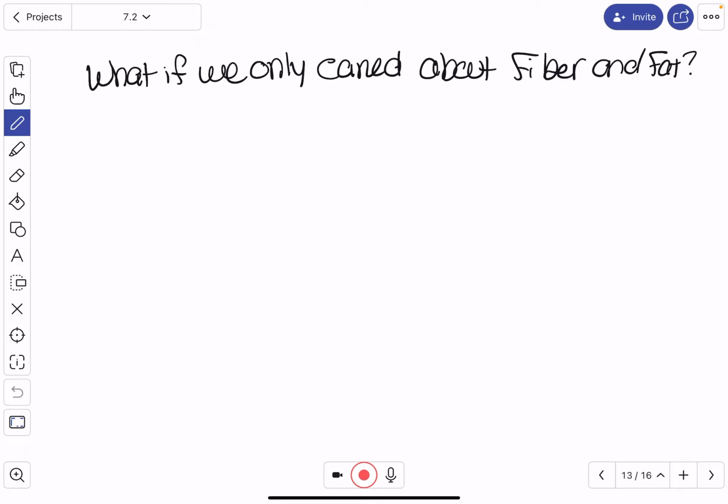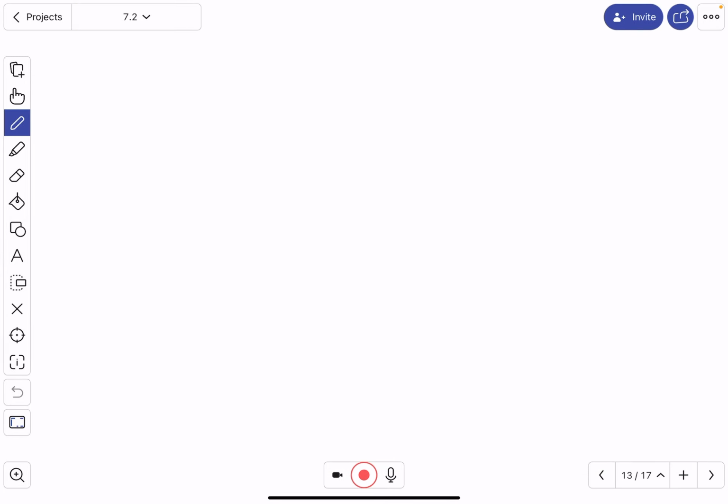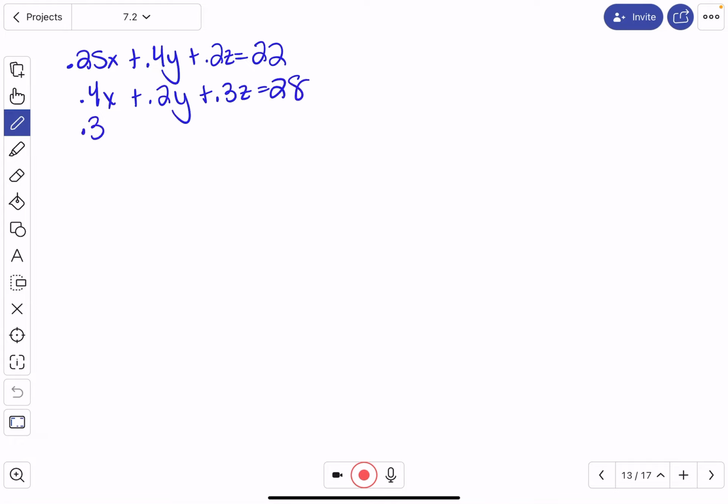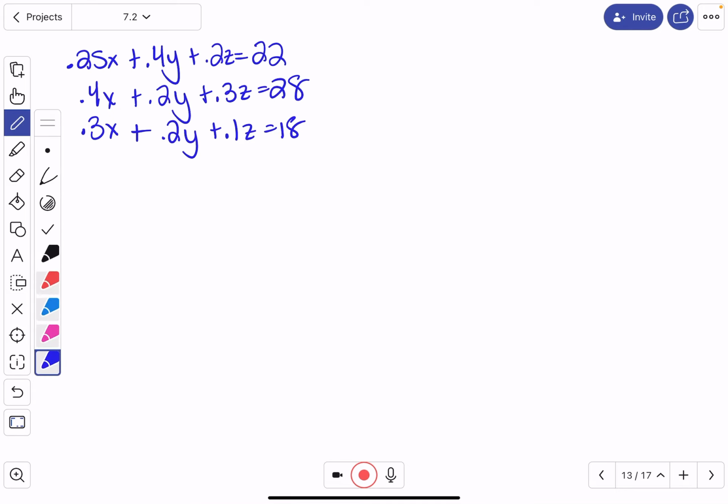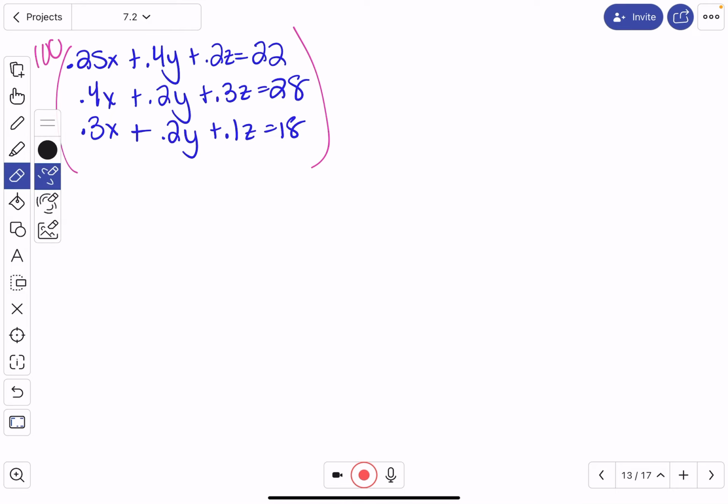So if I rewrite those, we have 0.25x plus 0.4y plus 0.2z equals 22. 0.4x plus 0.2y plus 0.3z equals 28. 0.3x plus 0.2y plus 0.1z equals 18. All right, first thing I want to do, I'm going to multiply everything by 100 so we can get rid of these decimals.